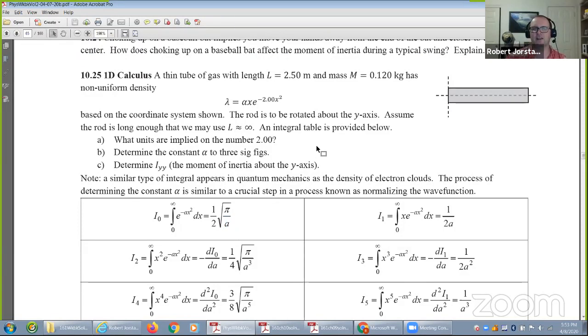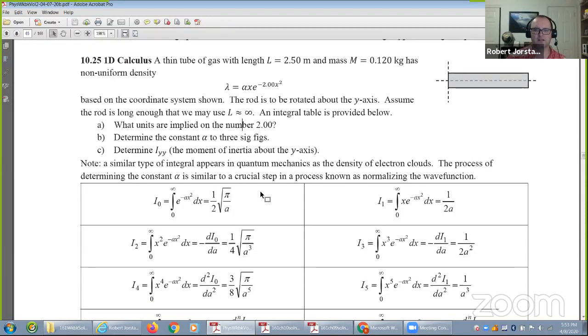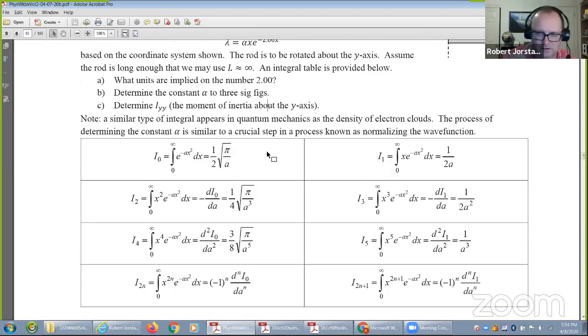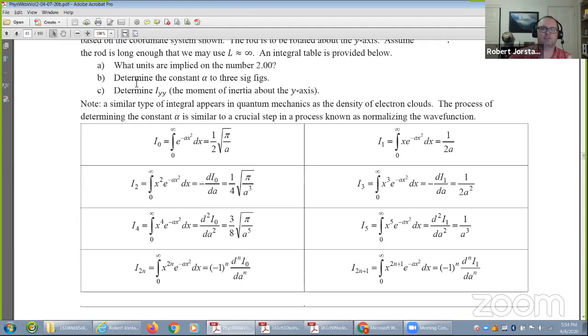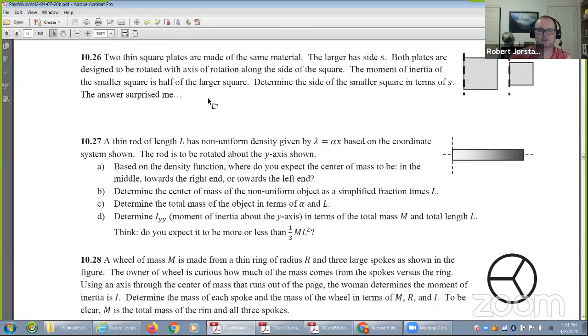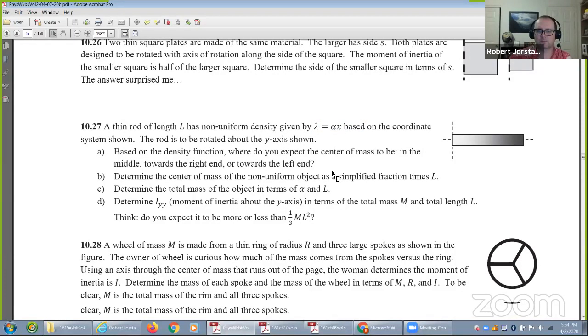Interestingly enough, Trey is going to see this in another week or two, or maybe he already has if he's done quantum. I know you did bras and kets, but these are the integrals that are underneath all those bras and kets, Trey. So if you did the integral formation, that's cool. 10.26 is a great problem to get set up and see if you can do it. It surprised me a little bit. Here's another non-uniform if you want to practice that.